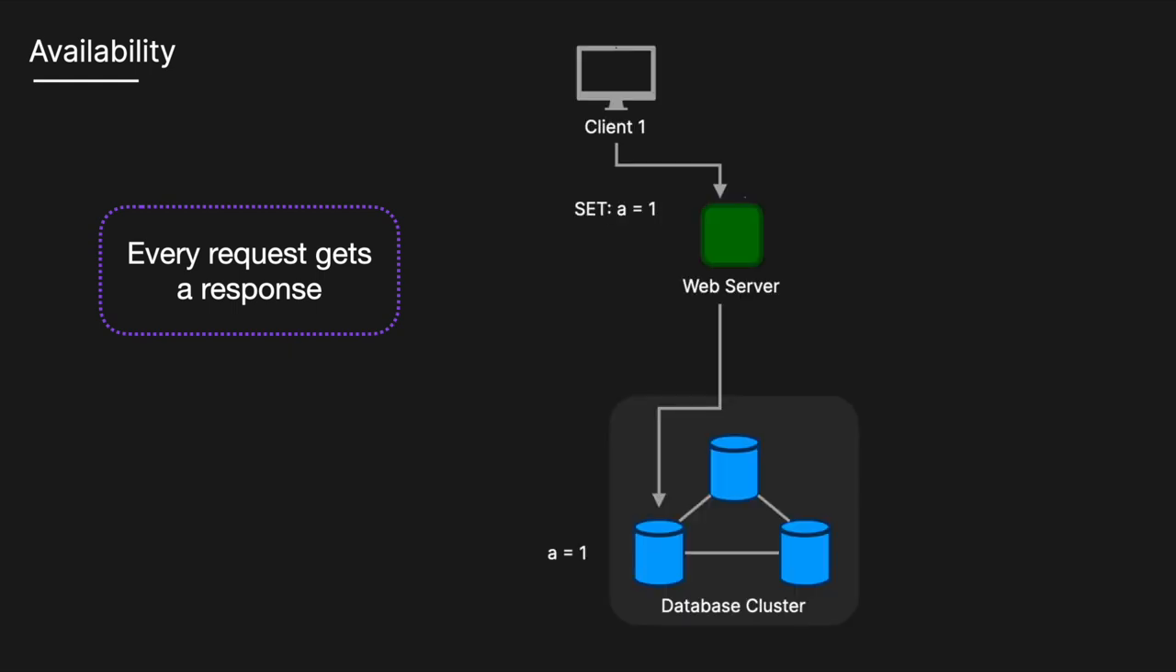Availability means that every request gets a response, even if it doesn't contain the latest write. In this example, we again can see client 1 set the value of variable A to 1, but when client 2 reads the value of A from another database in the cluster, it reads the previous value 0, as the update hasn't propagated to that database yet.